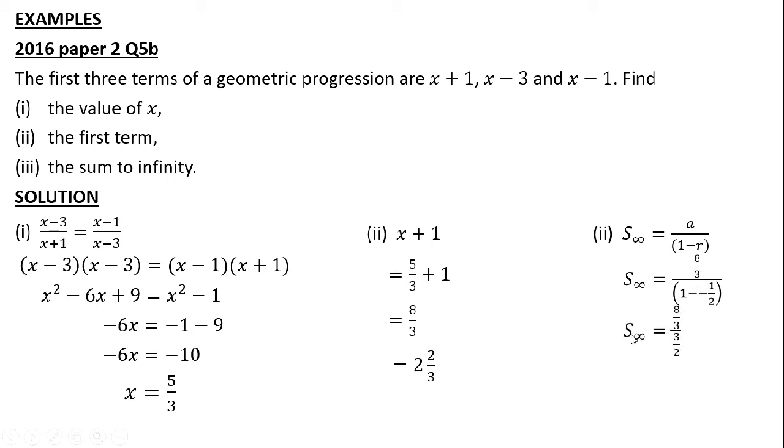So our sum to infinity will be equal to 8 over 3 divided by 3 over 2. So we'll have 8 over 3 times 2 over 3. Multiply the numerators on their own and the denominators on their own. Our sum to infinity will be equal to 1, a whole number, 7 over 9.